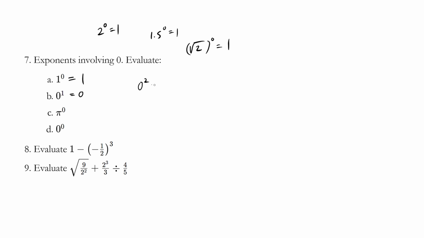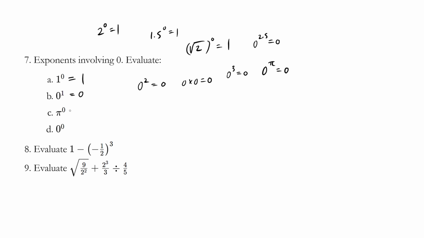0 squared is equal to 0. 0 times 0 equals 0. In general, 0 to the anything is 0. 0 to the 3 is equal to 0. 0 to the 2.5 equals 0. 0 to the pi is still 0.